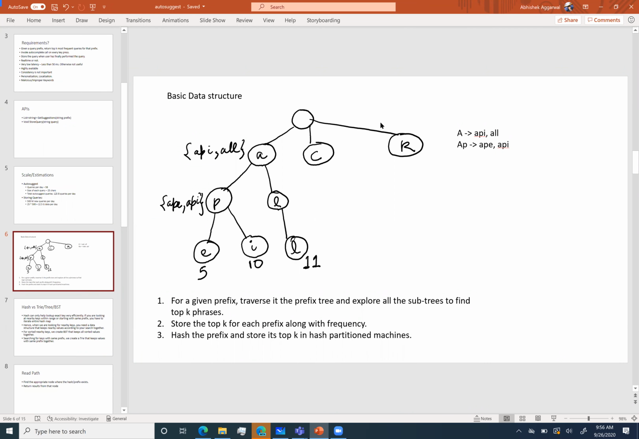So, simple list. Abhishek, just to clarify, your second point is actually storing the top keys on the hash map. Maybe you can just clarify that. Which point? In your slide, the second point, you store the top key for each prefix along with frequency. Is it on the hash map, right? That's what you meant to say. Yeah, on the hash map.